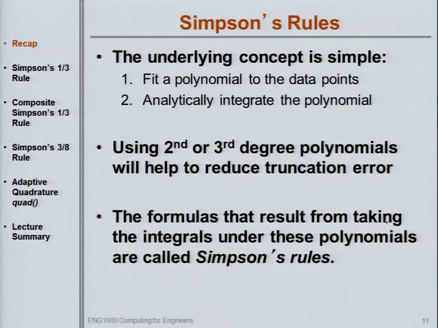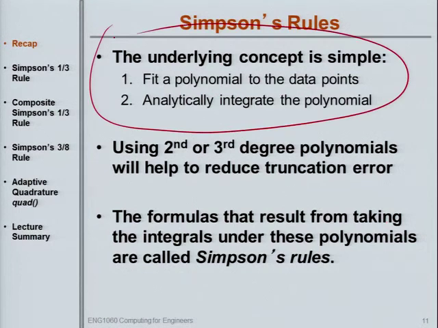Okay. So the most important thing to take away from this is this first point here. The underlying concept of this is simple. You fit a polynomial to the data points and you analytically integrate the polynomial. And you say that that's a good approximation to the integral. That's all we're doing, and it's the same with the trapezoidal rule. Okay? The error will depend on those powers and those derivatives.